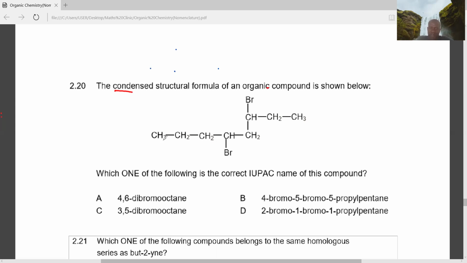Obviously, our functional group here is single bonds with the branches. It means we have to name them as single bonds and the halogens. Okay, fine. So now we're going to say 1, 2, 3, 4, 5, 6, 7, 8. So the longest chain here is this one.